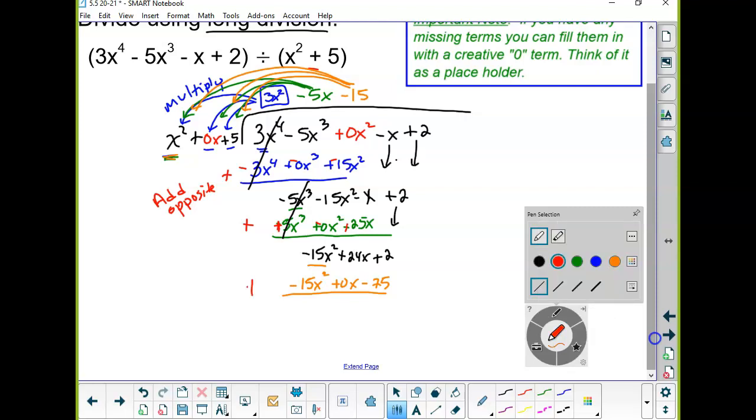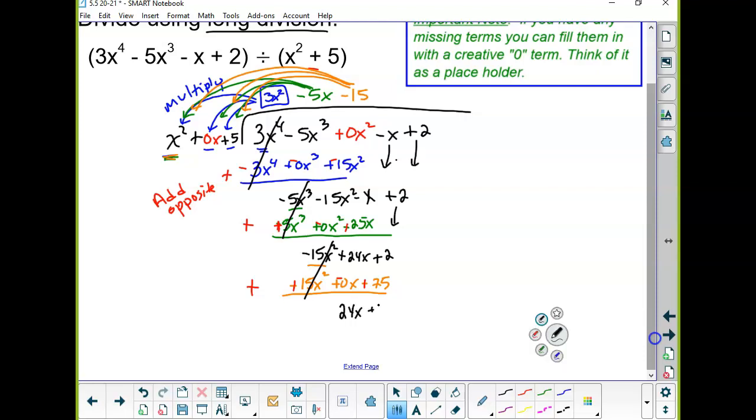So then, we're going to add the opposite. So all of these will change signs. And then we can add them together. My first term should always reduce out to 0. What's left over? 24x plus 77.